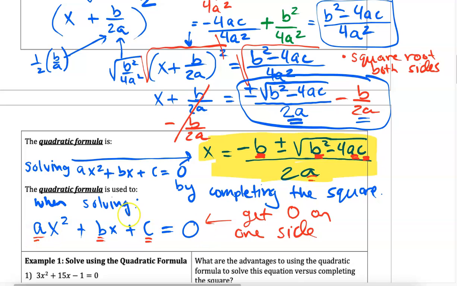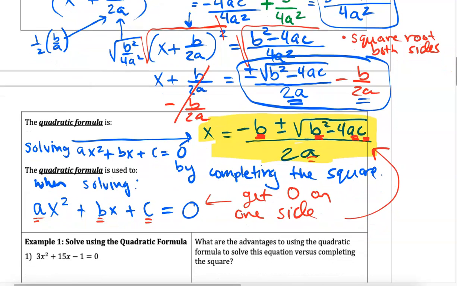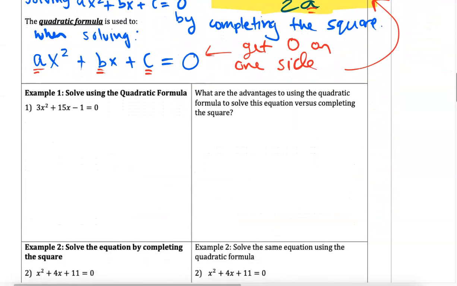And that's basically the same thing as solving this by completing the square. It's just that it's already been done, and I can just use this formula. So that's basically the third and final way of solving a quadratic. So let's take a look at one example here.